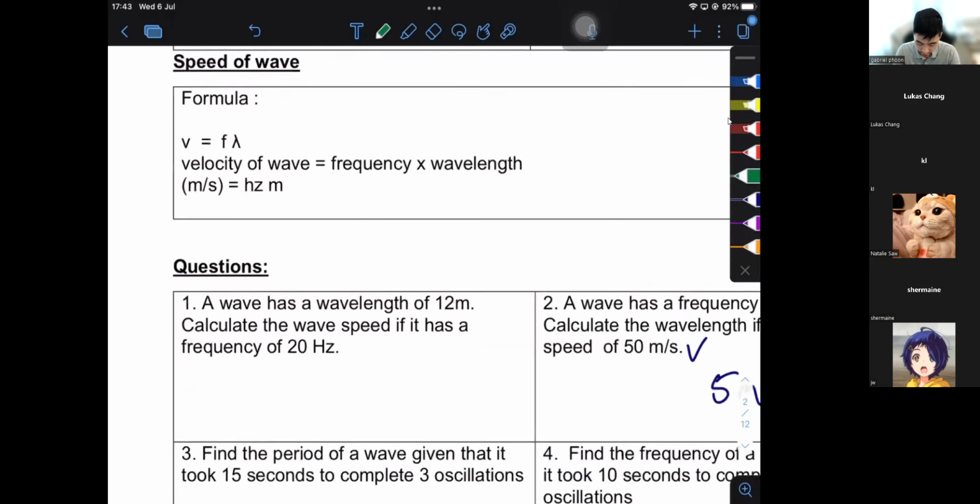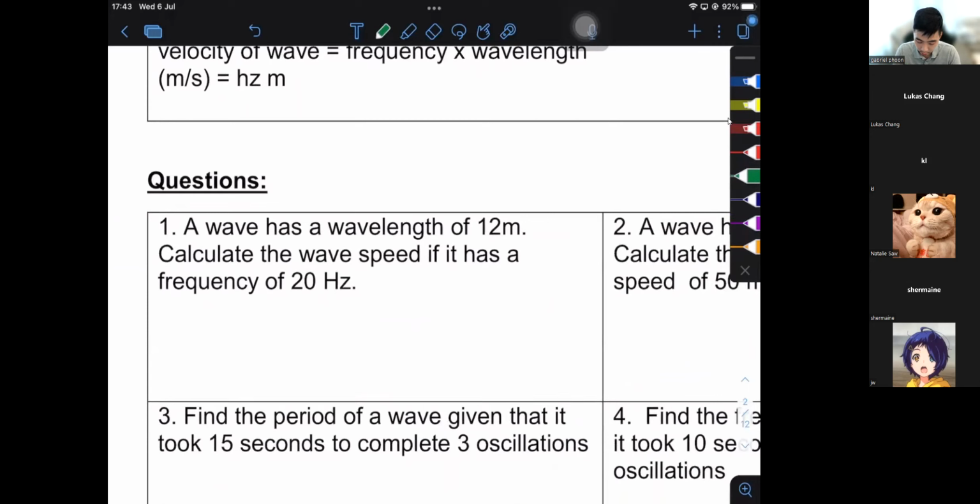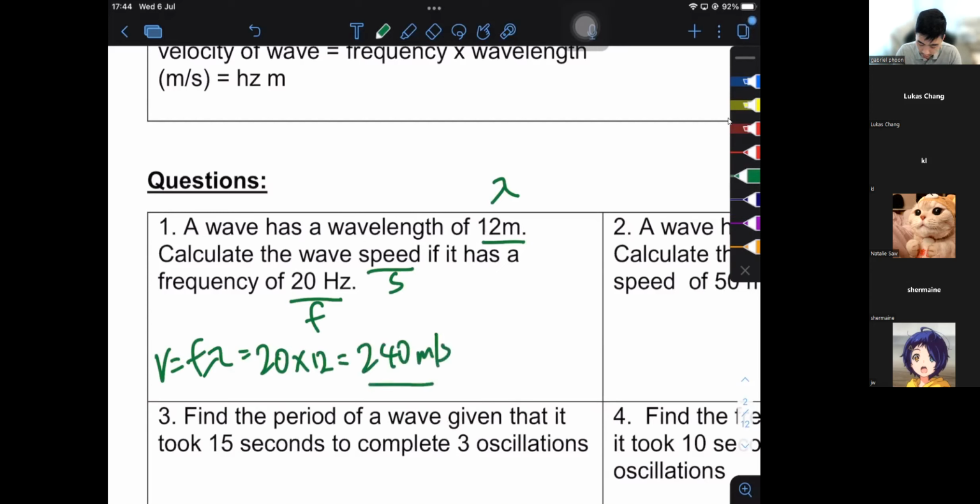When you're doing this question, let's say, for example, I'm doing this question right now. I'm going to identify and make it a habit to highlight all the useful information. Reading this question, it says that a wave has a wavelength of 12 meters. I'll label this as my lambda. Calculate the wave speed. I'm looking for the speed if it has a frequency of 20 hertz. Once I've identified all this information, I'm going to write my general formula for speed, V equals f lambda. Say it in your head a few times. When you go to the exam, you'll be surprised that you can actually recall this formula. Then you write down everything accordingly: 20 multiplied by 12, and you get 240 meters per second.